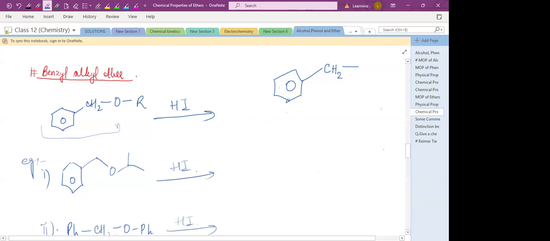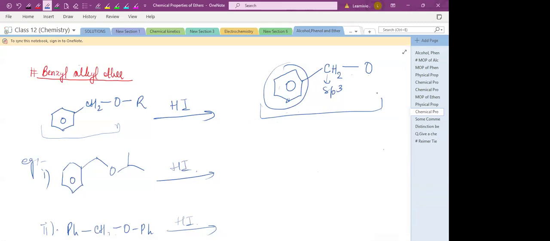Here the group is ether. So here the oxygen linkage is present over here. So oxygen linkage है, and here this oxygen is attached first to the sp3 hybridized carbon, and it is further attached to the benzene ring. So this is known as benzylic ether. Benzylic ether. Clear, Aisha? Yes, ma'am.